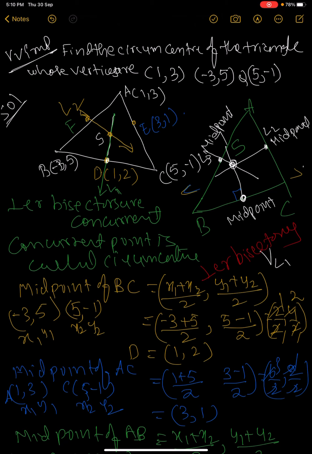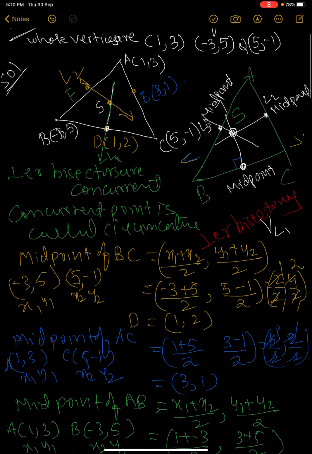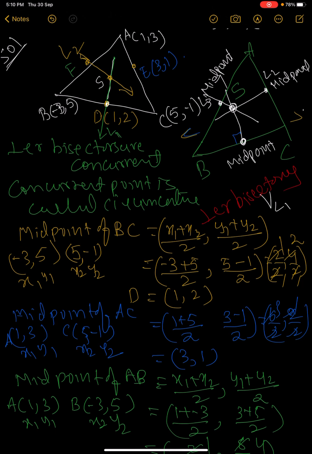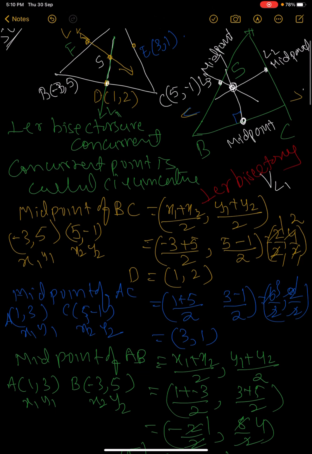For that, first we find the midpoint of BC. The midpoint formula is (x1 plus x2) by 2, (y1 plus y2) by 2. Here (x1, y1) is (-3, 5) and (x2, y2) is (5, -1). Substituting the values, (-3 plus 5) by 2, (5 minus 1) by 2, which is 2 by 2 and 4 by 2. D is (1, 2) we get. Similarly, the AC midpoint.